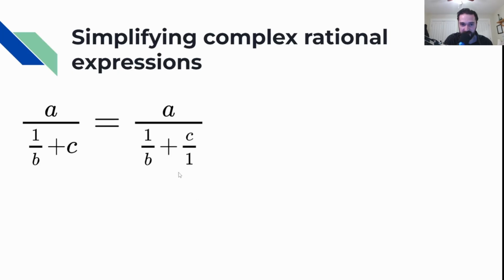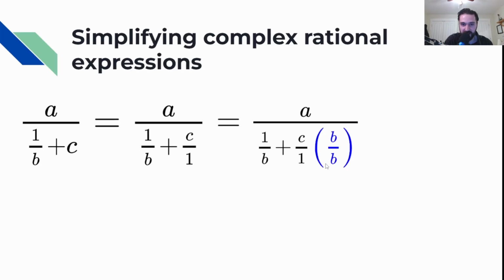We need to get a common denominator to add these fractions. What's the LCD of b and 1? It's the product, b times 1, so just b. The common denominator we're looking for is b. So we're going to multiply c over 1 by a fraction equal to 1, and that fraction is b over b. That'll give us our common denominator. So when we multiply this black fraction by this blue fraction, we get cb over b.